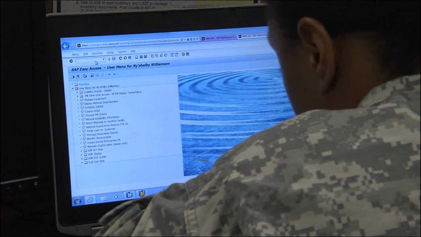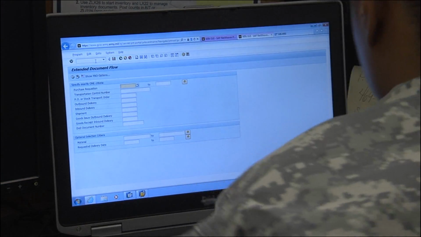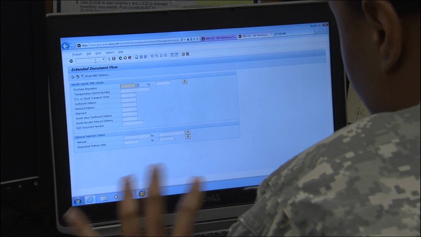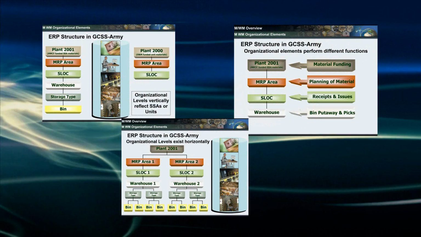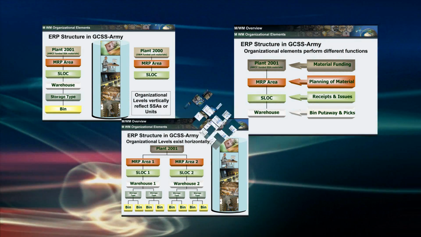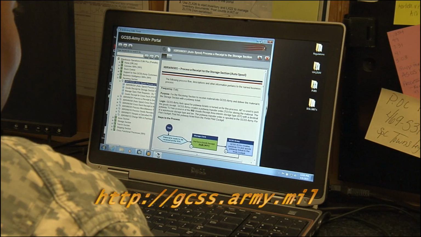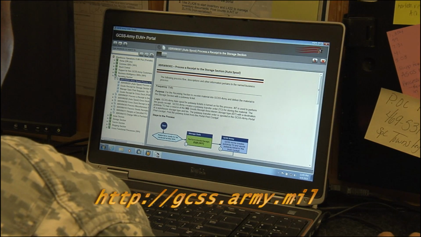Understanding how parts and materials move through GCSS-ARMY is essential to knowing how to manage and locate orders for parts and material. Familiarization with the terminology and logic of material flow in GCSS-ARMY is also a foundational step for using transactions in the system in order to accomplish critical tasks. Web-based training is available to personnel on the GCSS-ARMY website.